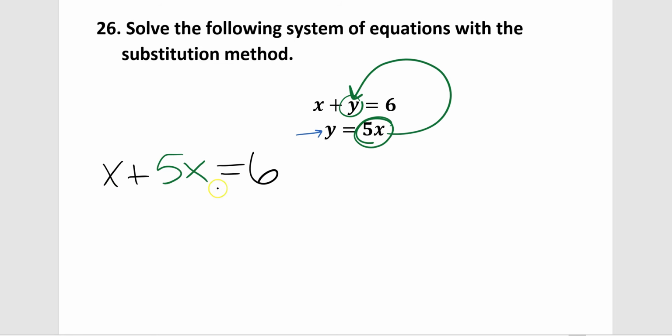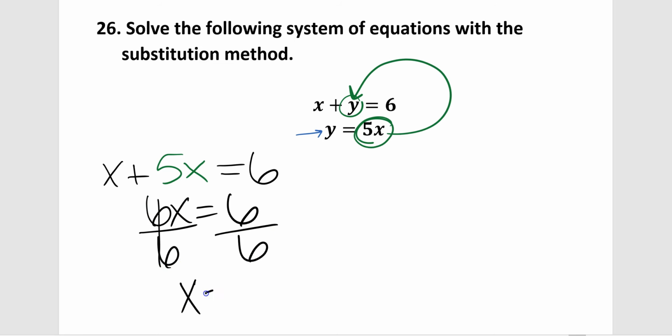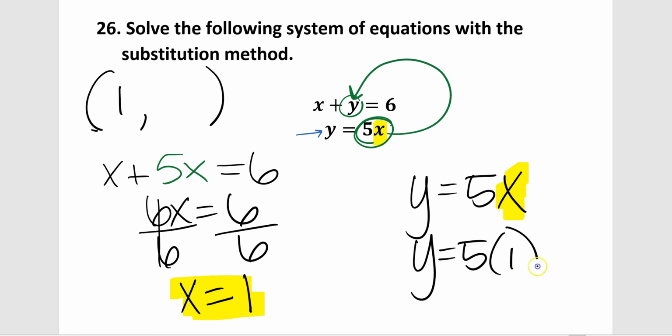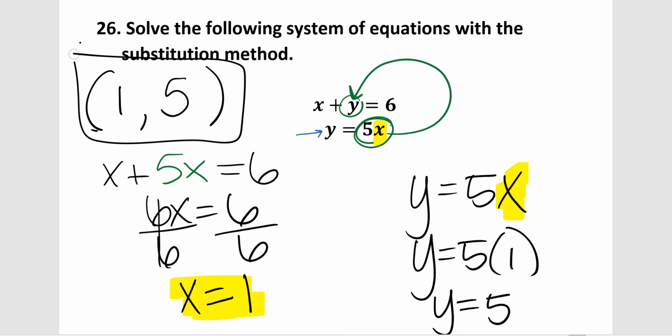And then solve for the variable that I have, which is x. So combine like terms, x plus 5x is 6x equals 6. Divide by 6. So x equals 6 divided by 6, which is 1. That's half of my solution. But I need the other half by plugging this x equals 1 into one of my equations. And you should have an equation that's already set equal to y, and there it is right here. So I have y equals 5x, but I'm plugging in 1 in for x. So I have y equals 5 times 1, which means that y equals 5. So my solution for the system is 1, 5. That's going to be my answer.